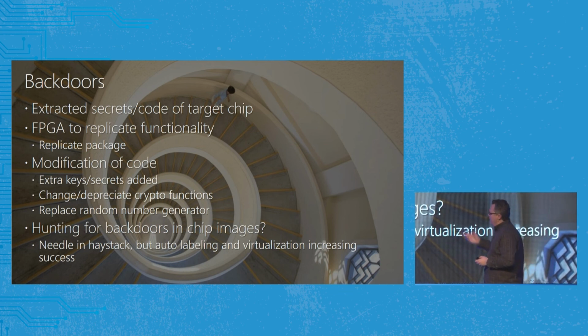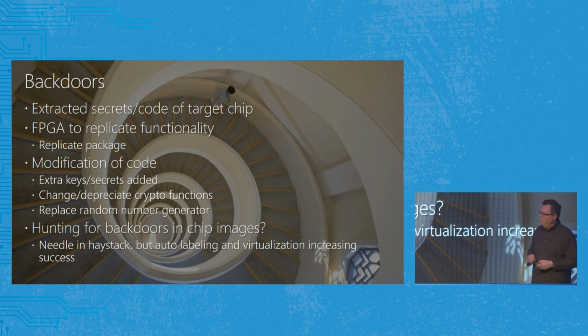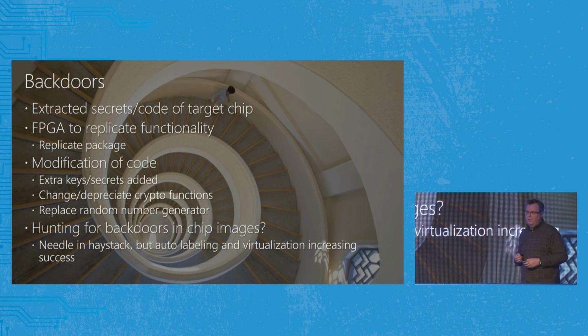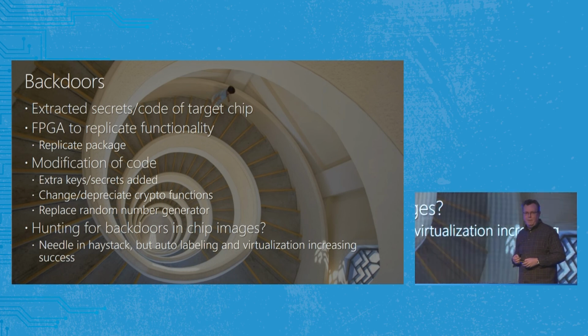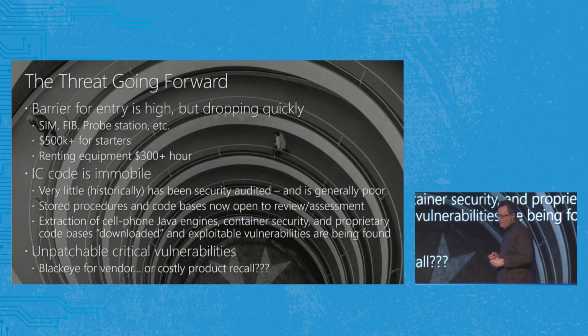One of the hard parts, though, is that hunting for backdoors in chips is really, really difficult. Doing it manually is almost impossible. It's more about being lucky when you actually find these things. The newer technology is focused on the virtualization of the chip, which makes things a little bit easier, but we're still probably half a decade away from that becoming mainstream. So what are the threats going forward?